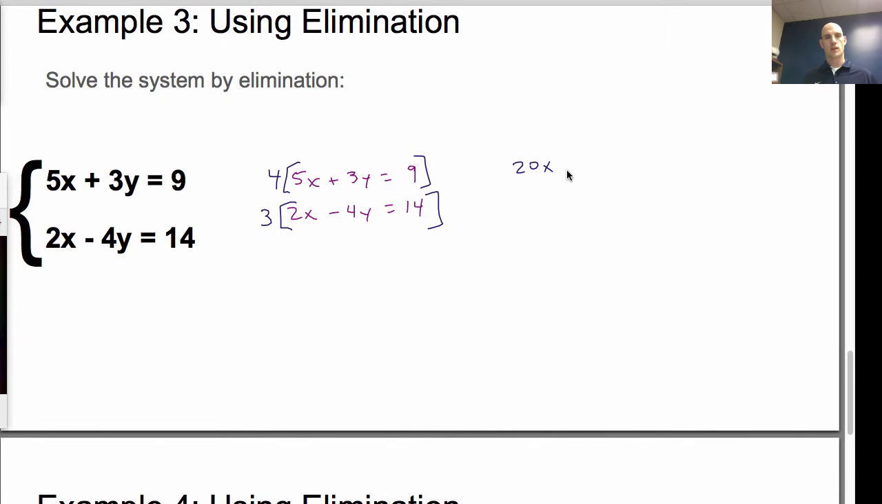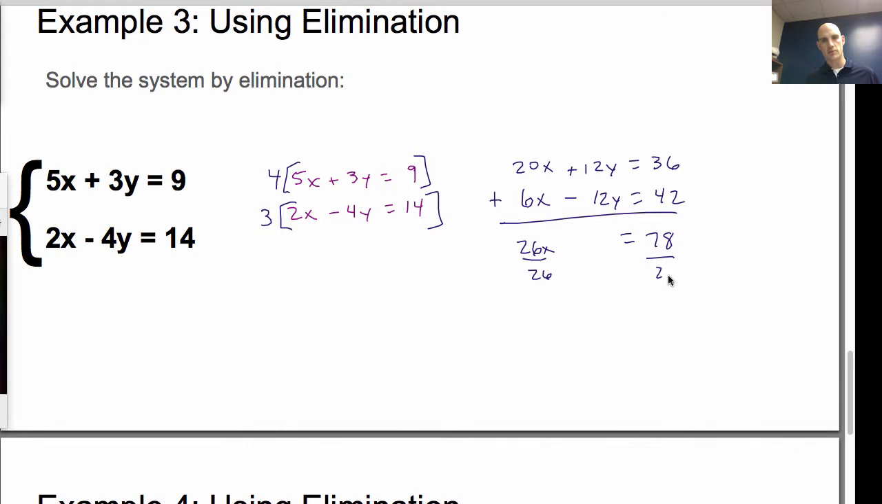what I'd end up with is 20x plus 12y equals 36. And then on the bottom here, I'd have 6x minus 12y equals 42. Okay? And so when I combine these two lines, I'm going to add them. I get 26x equals 78. And so if I divide by 26, divide by 26, x is equal to 3.